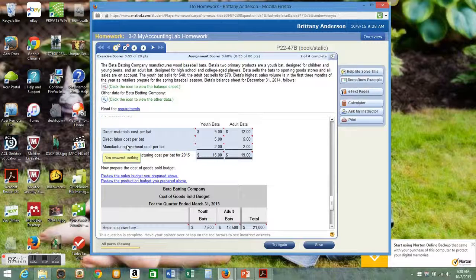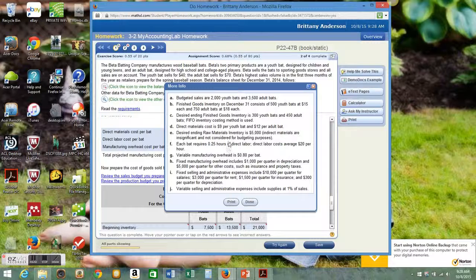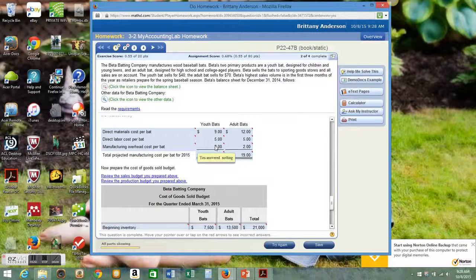For our direct labor cost, we know that it was 0.25 hours to manufacture one unit at $20 an hour. So I'm going to take my 0.25 and multiply it by my $20 per hour, and that's going to give me my direct labor cost per bat. I am then going to take the manufacturing overhead cost per bat and do the same thing, and that is going to give you your total projected manufacturing cost.